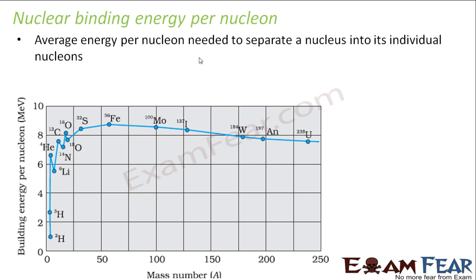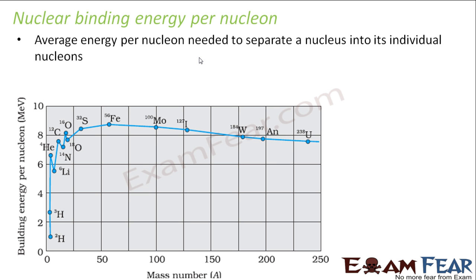Now, experimentally, a graph was plotted between the binding energy per nucleon and the mass number. The binding energy per nucleon was calculated for all elements of the periodic table, and then a graph was plotted for that binding energy per nucleon against the mass number, and this kind of plot was observed. So what do you conclude from this plot, or what can you see from this plot?